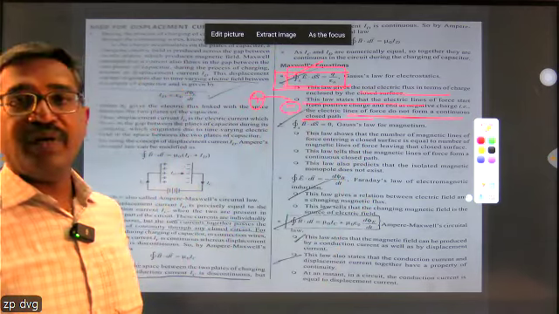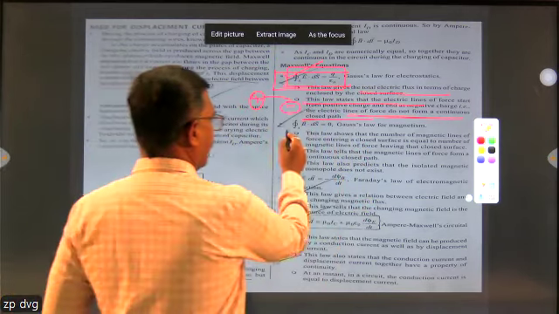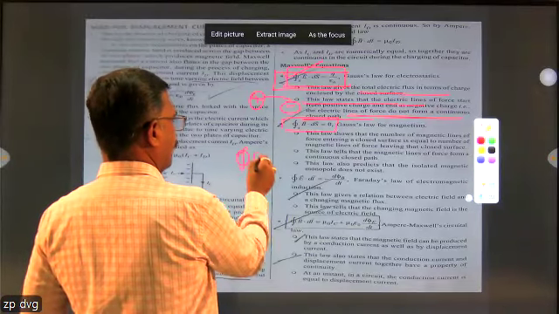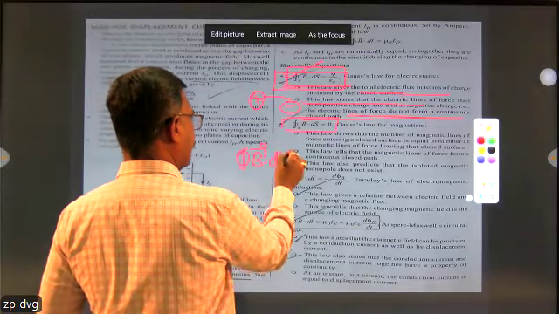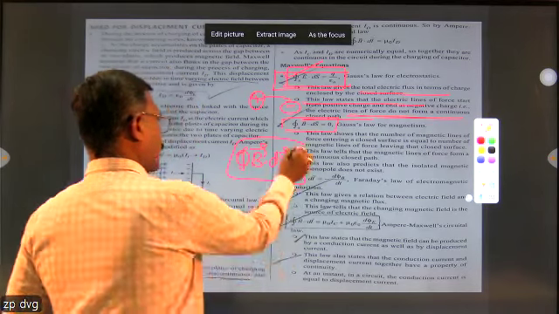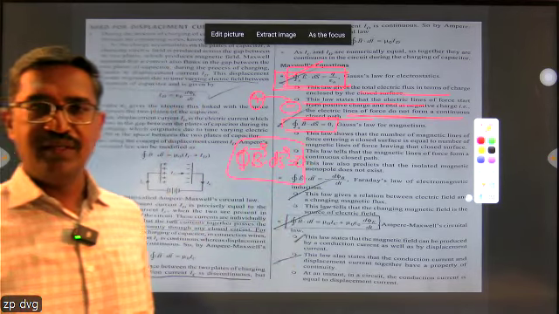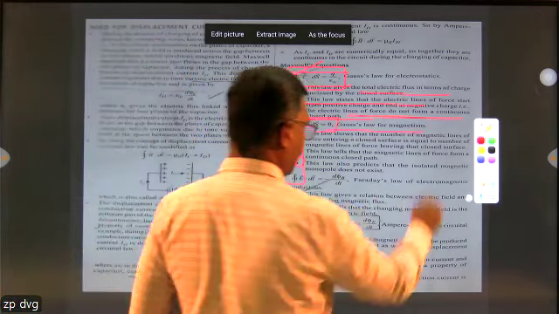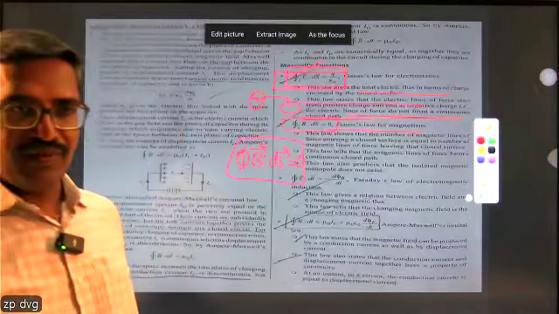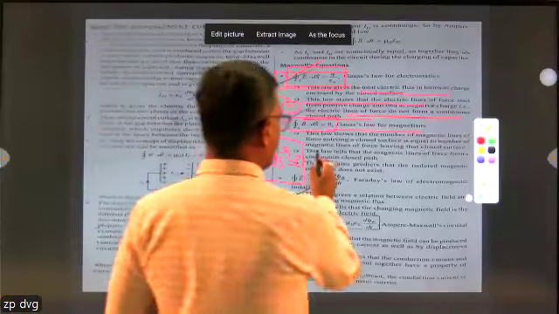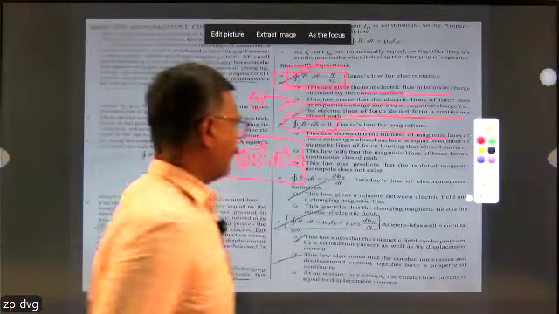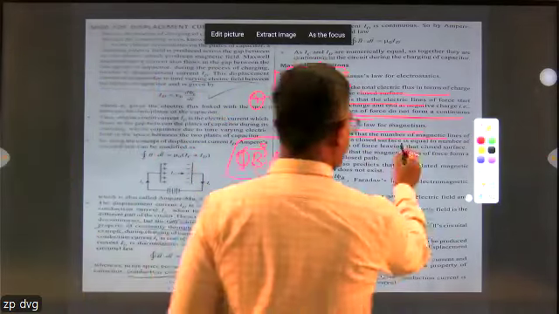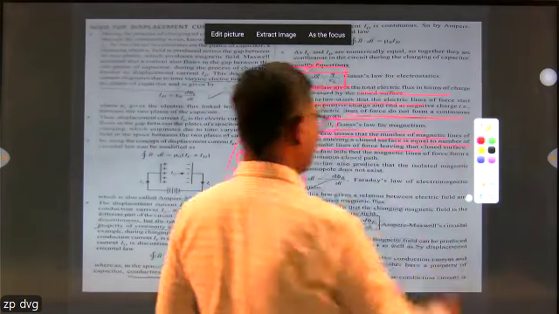The second Maxwell's equation is the Gauss law in magnetism. The closed surface integral of B dot ds is equal to 0. So the total magnetic flux over any closed surface is equal to 0. This is Gauss law in magnetism, also called Maxwell's second equation. This law shows that the number of magnetic field lines entering a closed surface is equal to the number of field lines leaving the surface.